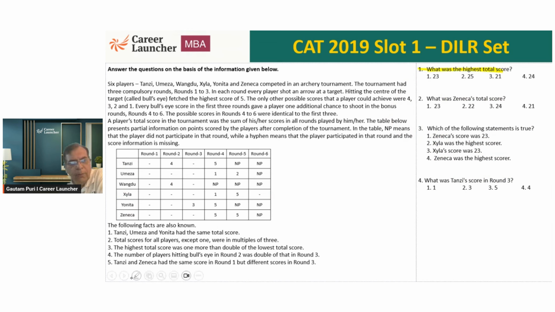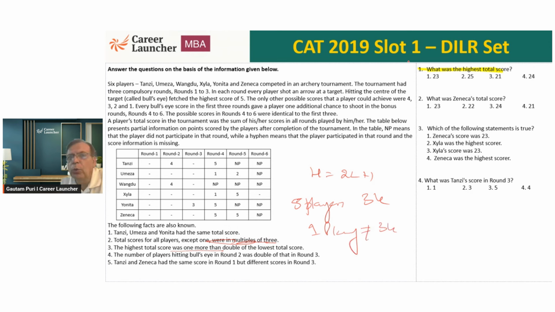highest total score. The moment we were able to pick out that the total score for all except 1 is a multiple of 3 and highest is equal to twice of lowest plus 1. Okay, and we said 5 players have a score which is a multiple of 3. 1 player has a score which is not a multiple of 3.